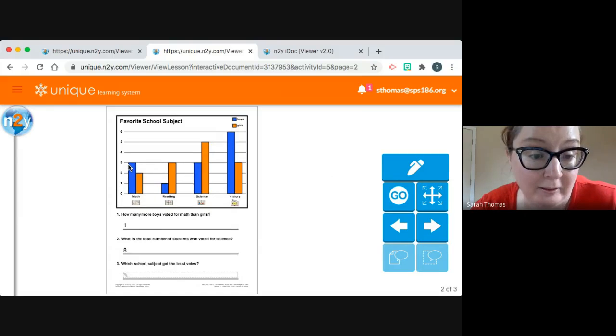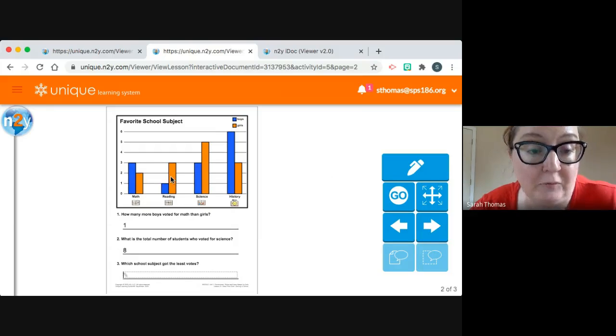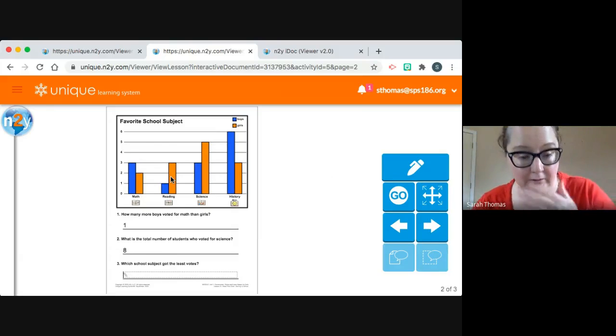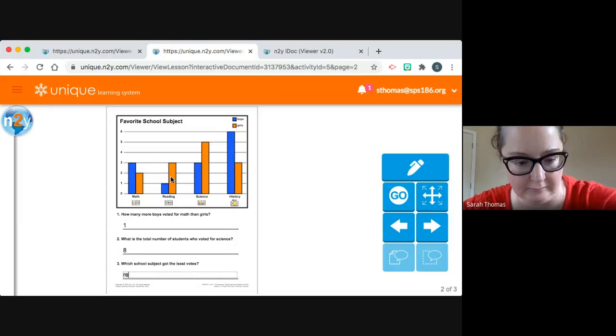So math had 3 boys and 2 girls. So 3 plus 2 is 5. Reading had 1 boy and 3 girls. So 1 plus 3 is 4. So Noah, which one is smaller, 5 or 4? 4. Good. That means reading. Awesome.